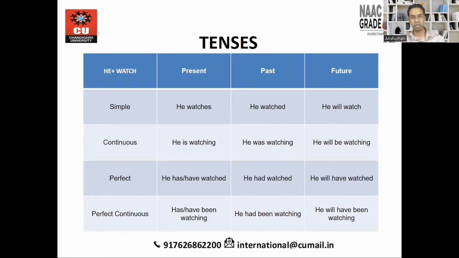In simple present, an s will be there. In past, we'll be using the second form of the verb, which is ed. And in the future, we'll be using the future form of the verb, which is will.